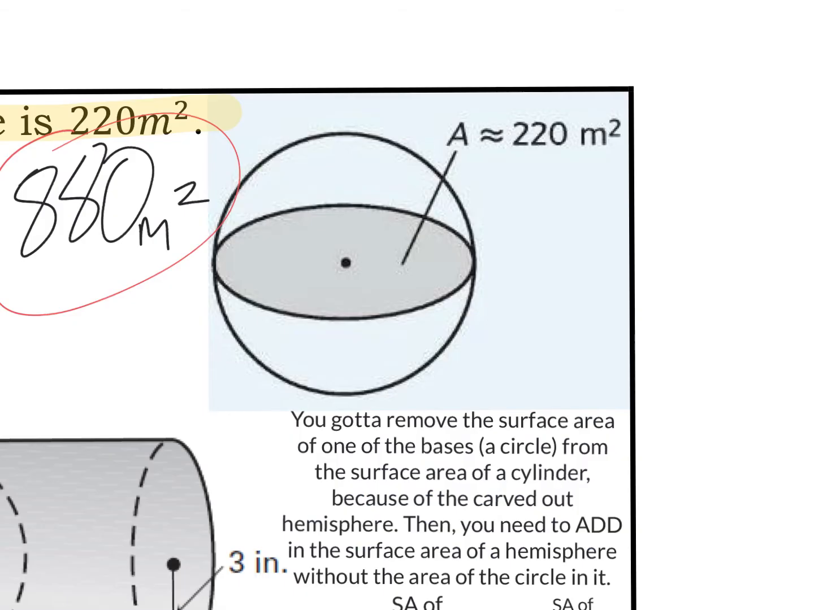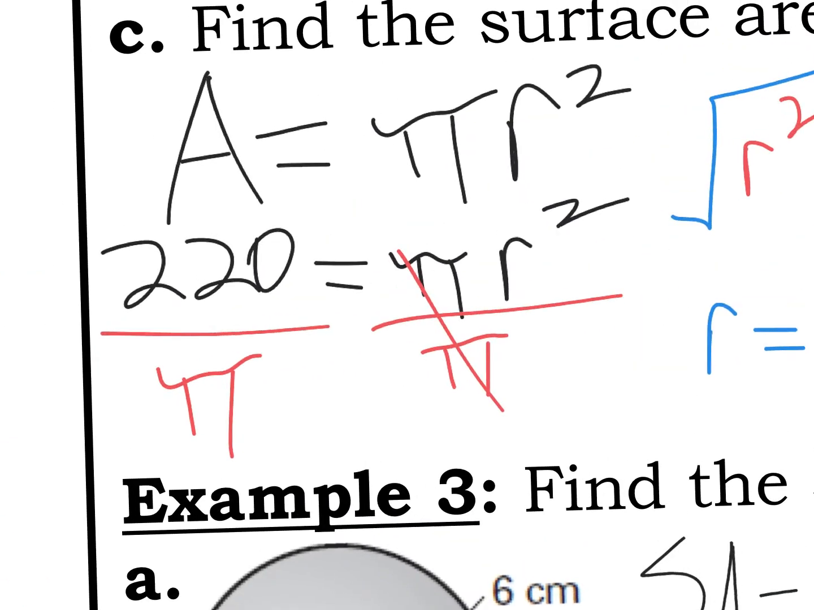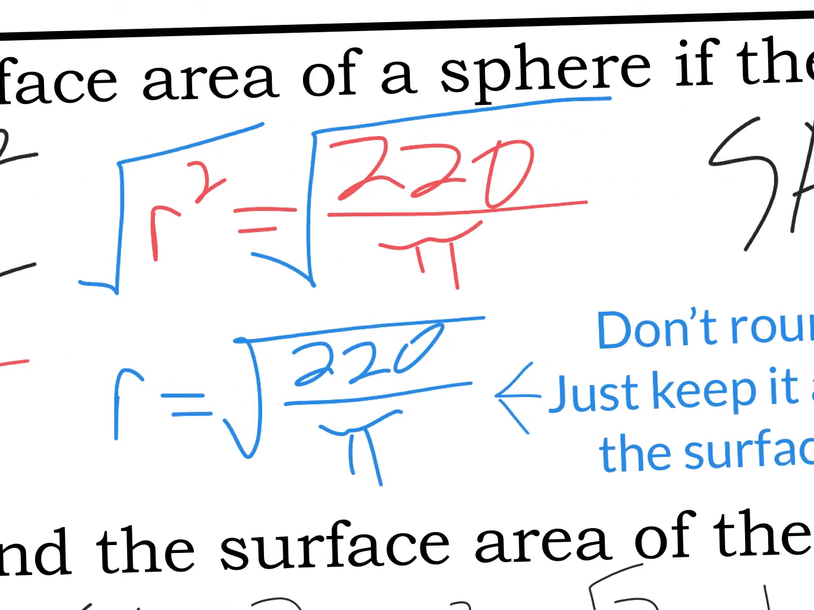On this next example, I'm going to find the surface area of the sphere, but instead of giving you the circumference of the great circle, I'm going to give you the area of the great circle. So you got to go back and think of your area formula. Your area for a circle is pi r squared, so area was given to me as 220. So set 220 equal to pi r squared. So therefore I can divide pi to the other side, and that'll leave behind r squared.